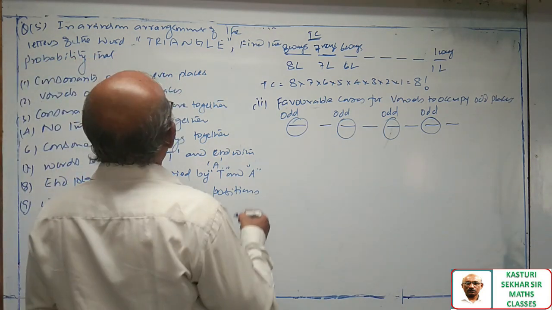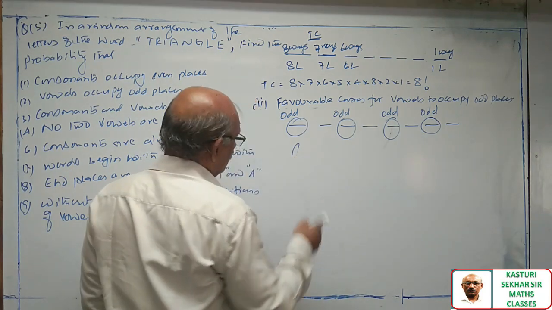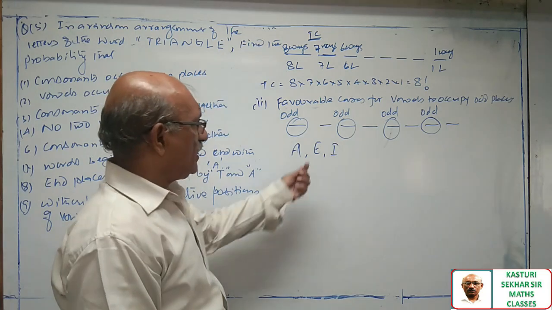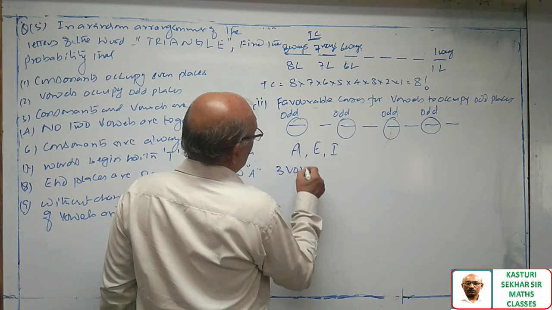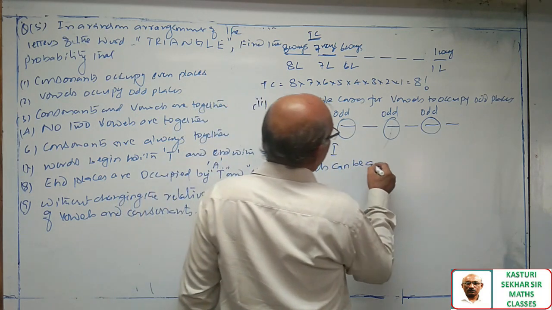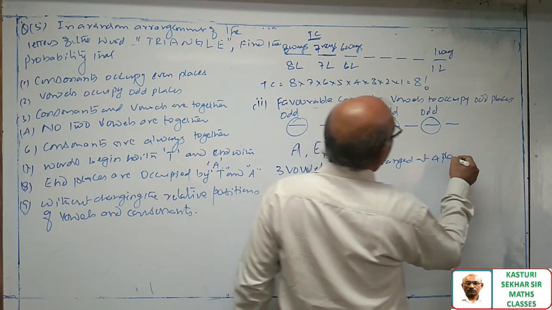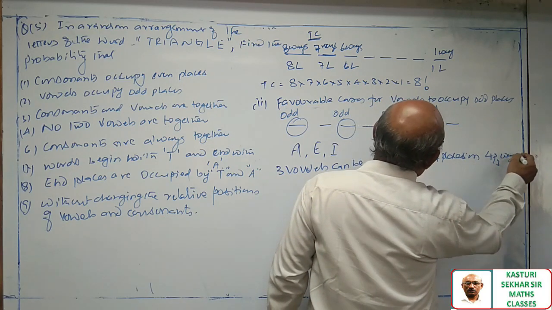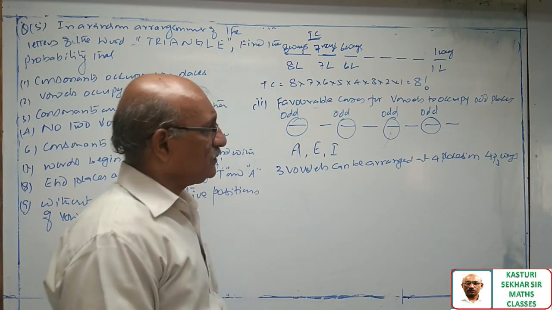Now how many vowels are there? The word is having A, E, I. Only 3 vowels we have. Places are 4. 3 vowels can be arranged at 4 places in 4P3 ways. Whenever places are more and objects are less, use permutation notation. 4P3.